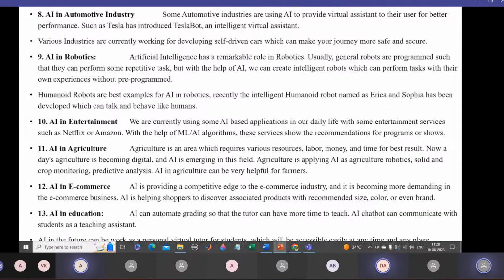Yes. Okay, fine. So in robotics, AI is there. We can create intelligent robots, and they can perform tasks. Tell me about the latest robotic work in AI.